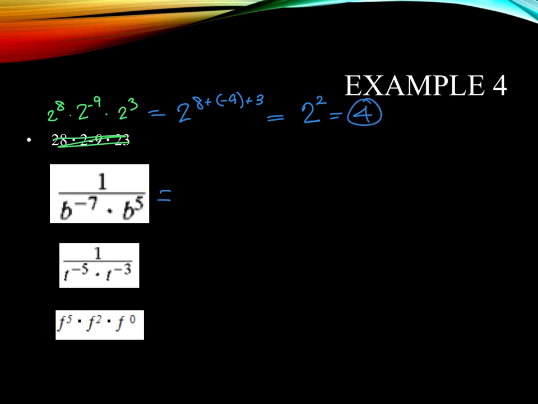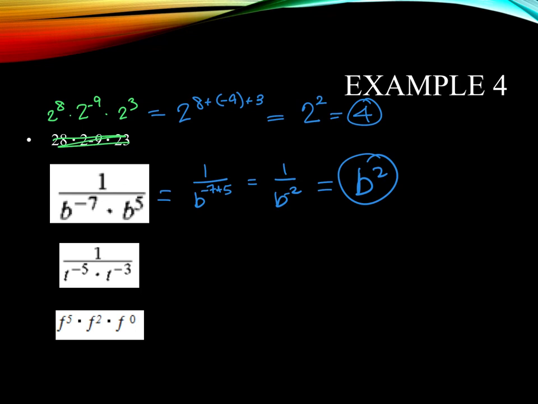For this next one, I have 1 divided by, now I have b to the negative 7th plus 5. So this really gives me 1 divided by b to the negative 2nd. And again, I have that negative exponent in the denominator. The negative tells me that it's in the wrong spot. So this is really going to end up being b squared.